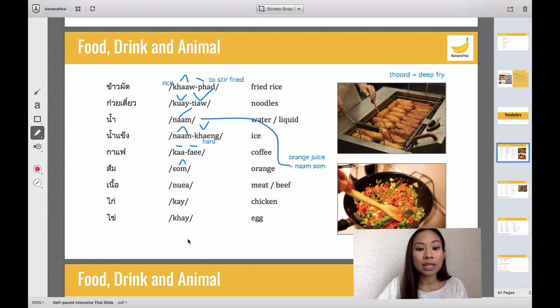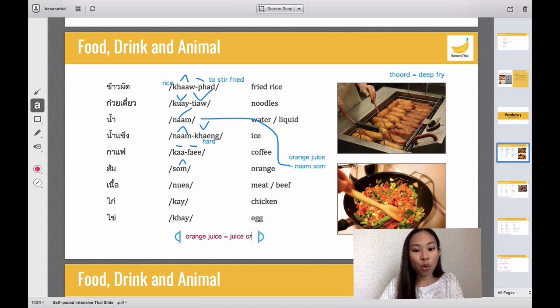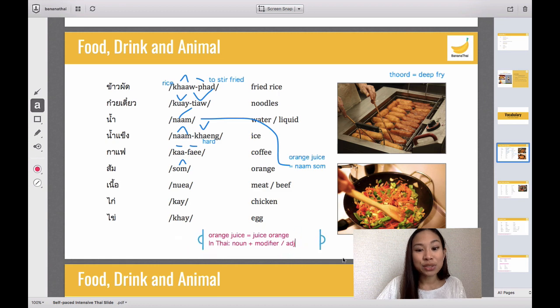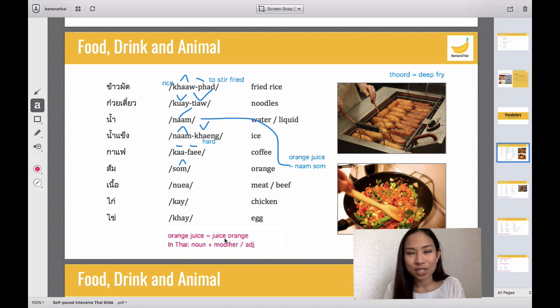Here you might have a question, so let me explain a little bit. In English you would say orange juice, so why in Thai do we say juice orange? Basically, in Thai the noun comes before the modifier or adjective. You are talking about juice, so juice comes first, and then you tell what juice it is, which is orange. So juice orange, น้ำส้ม, which is orange juice.